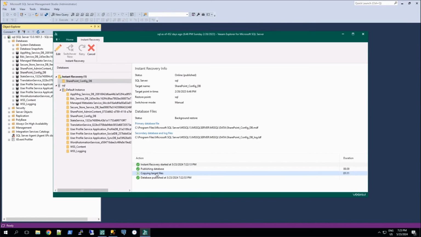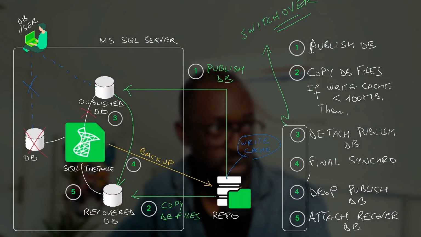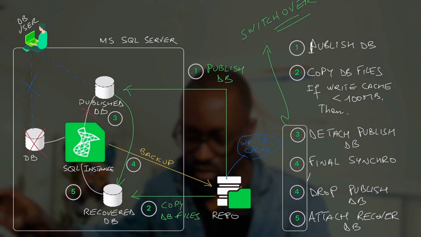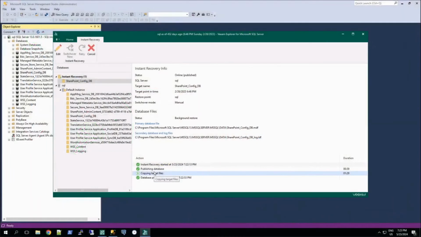So now, I return to the whiteboard. This is step 2 that is currently being done. We copy files from the database, log files and data files, from the repository to the target SQL server. And the file copy has just finished synchronization and it is ready for the switchover. This means that Veeam considers there is very little activity on this database, so the write cache is less than 100 megabytes, and therefore Veeam is ready to perform the switchover.